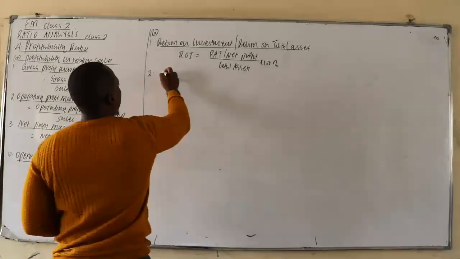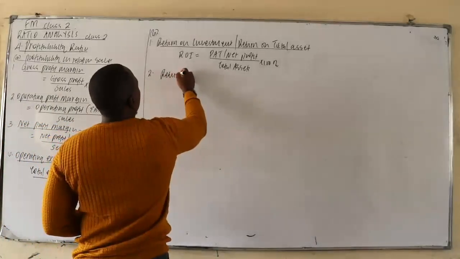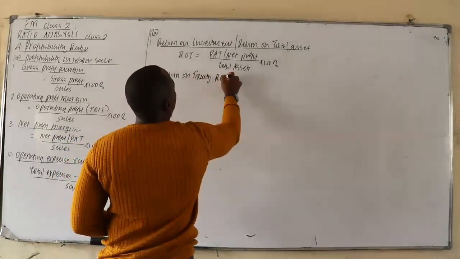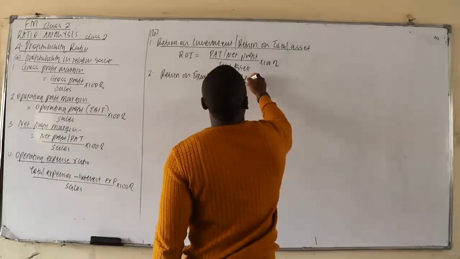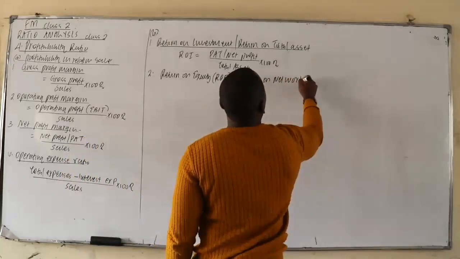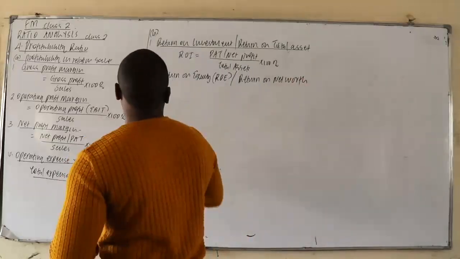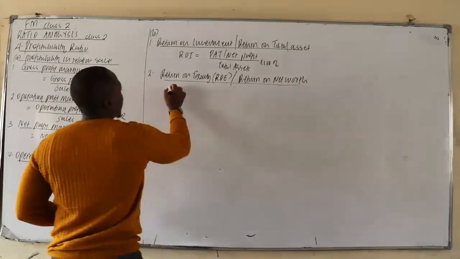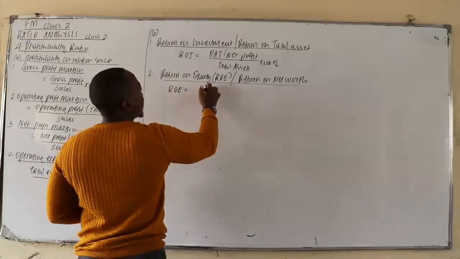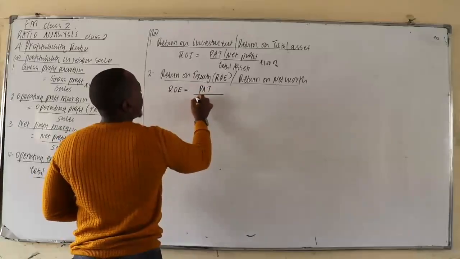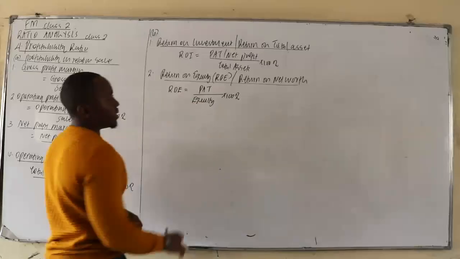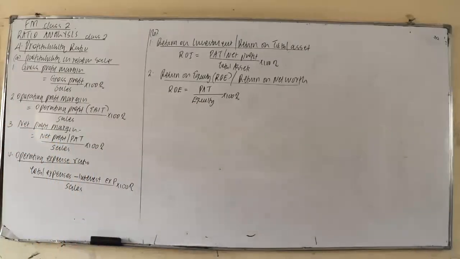Number 2 is return on equity, also known as return on net worth. So how do you determine that? To get the return on equity, you take the profit after tax, divide by the equity, times 100%.